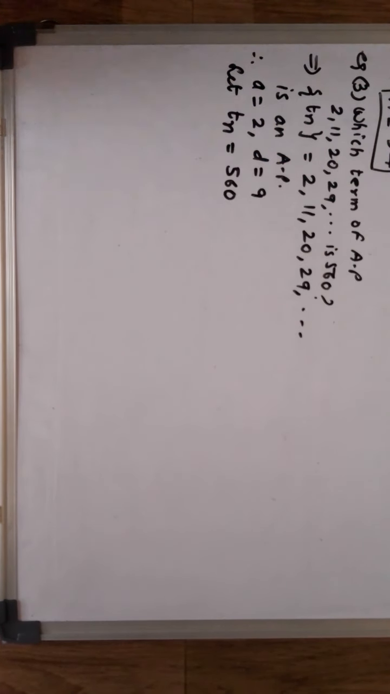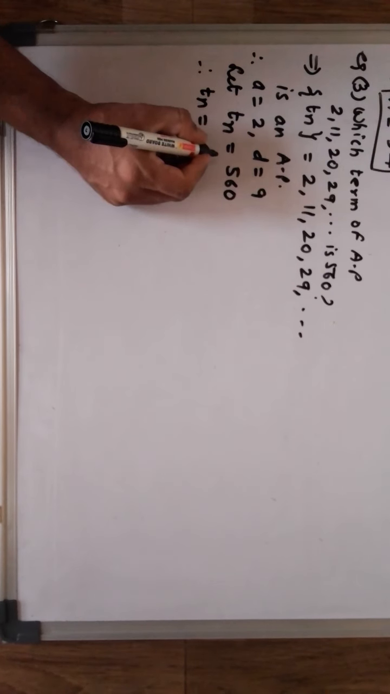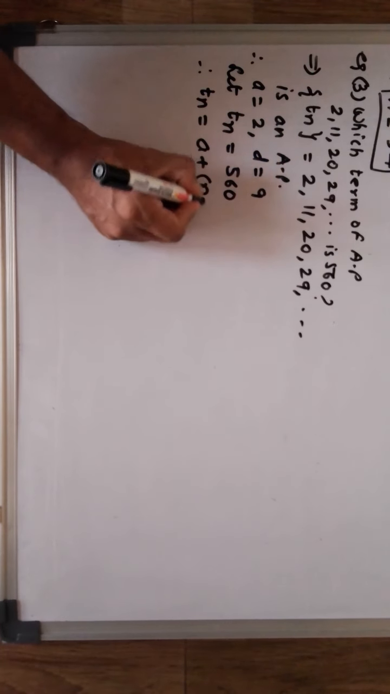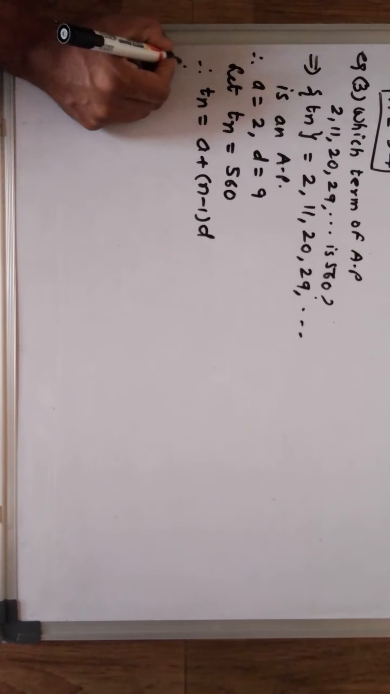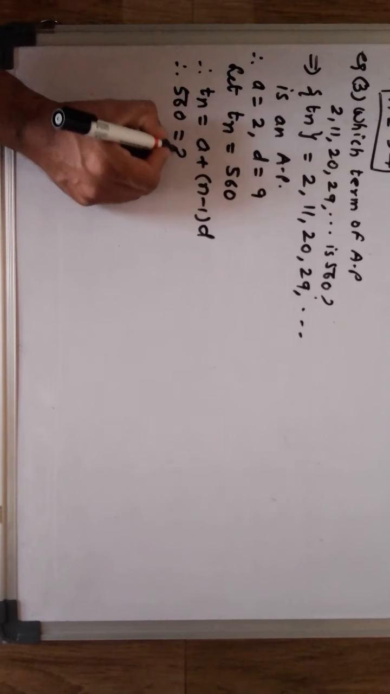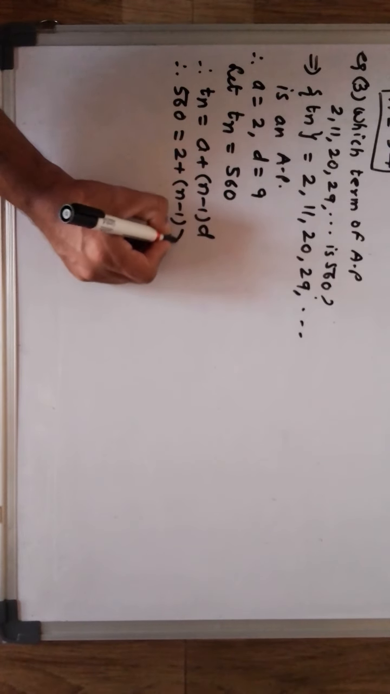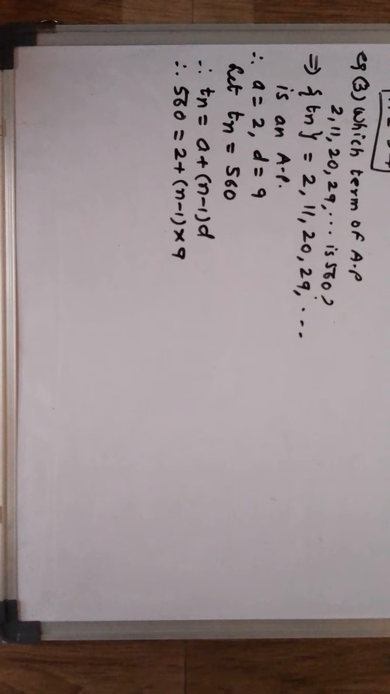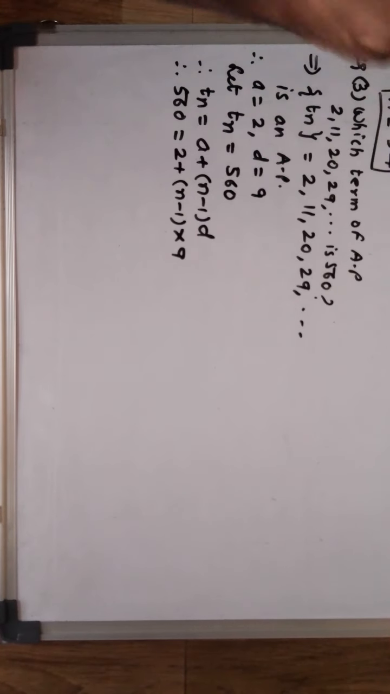The question breaks in that form only directly. Agreed? So here Tn, by the general term formula, is a plus n minus 1 d. Agreed? So Tn being 560 is a plus n minus 1 d, where a is 2 and d is 9. Agreed? Now I will show you another way of solving, which I told you about.